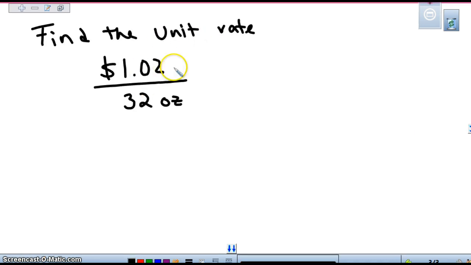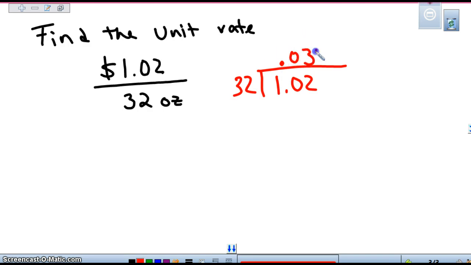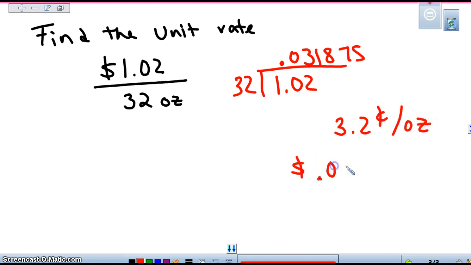If we have to find the unit rate of something that is $1.02 for 32 ounces, that means we divide 1.02 by 32. And we get 0.031875. In other words, this is 3.2 cents, right? 3.2 cents per ounce. Well, we can say it's $0.03 per ounce.